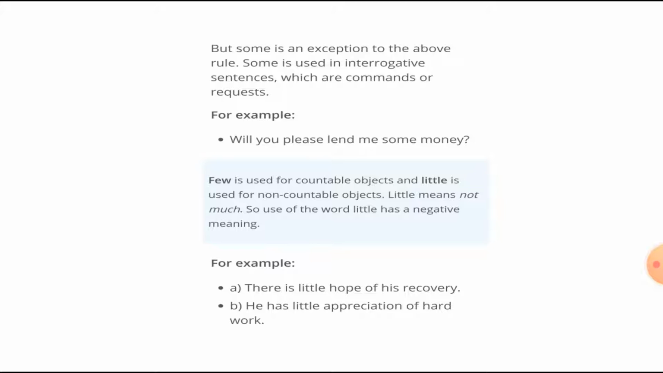the amount or number shown by few and little can even be ignored, or it is regarded as ignorable. For example, there is little hope of his recovery. It means that there is just a little bit of hope left for his recovery, or otherwise there is no chance that he could recover. He has little appreciation of hard work.